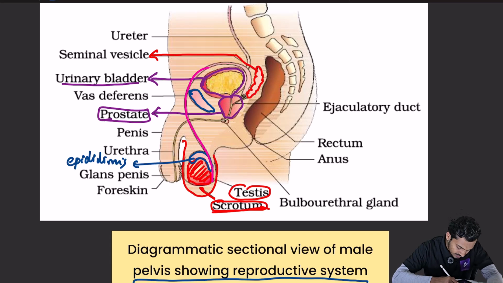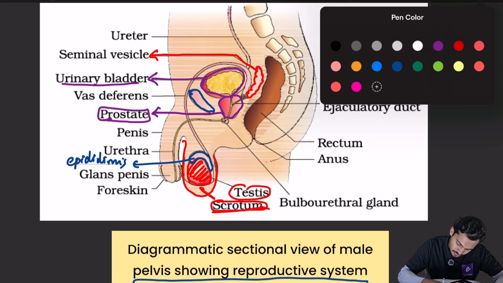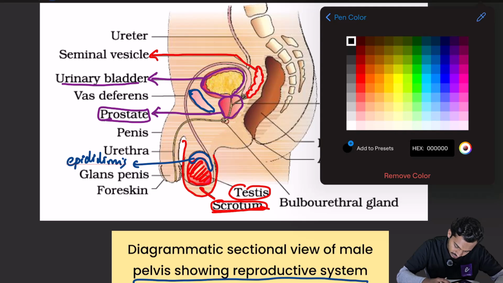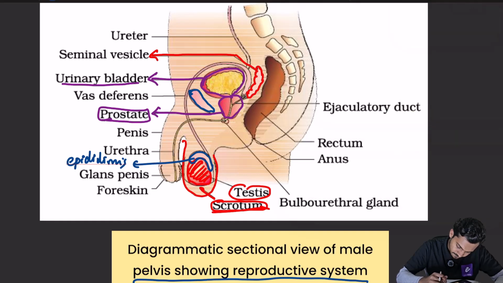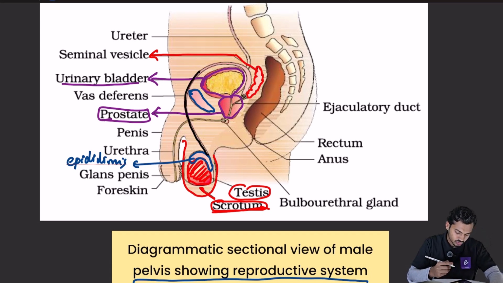Now what happens? The vas deferens will go up. If you still cannot see it, I will change the color. I will take a darker color so that people can understand. One second, let me use a very dark color so that you can easily understand. This tube that you are seeing, the black color tube that is going up, friends, this is the vas deferens.